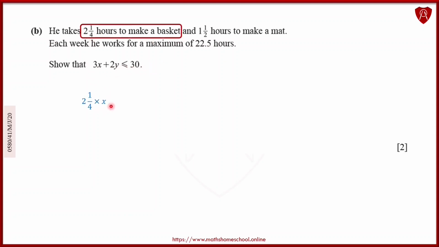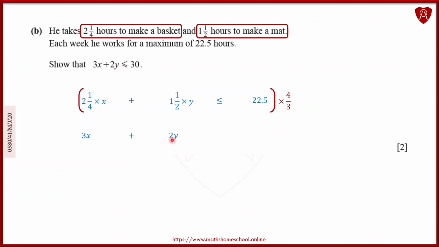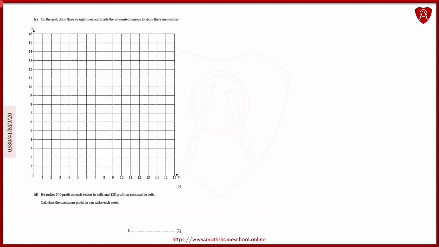2¼ hours times the number of baskets he makes represents the time spent in a week making baskets. 1½ hours times the number of mats he makes in a week represents the time spent making mats. Adding them up, we should get a maximum of 22.5 hours, so the total time should be less than or equal to 22.5. Let's multiply everywhere by 4/3. Here we get 3x plus 2y here, and here we have 30. This is what we needed to show. On the grid, draw 3 straight lines and shade the unwanted regions to show these inequalities.